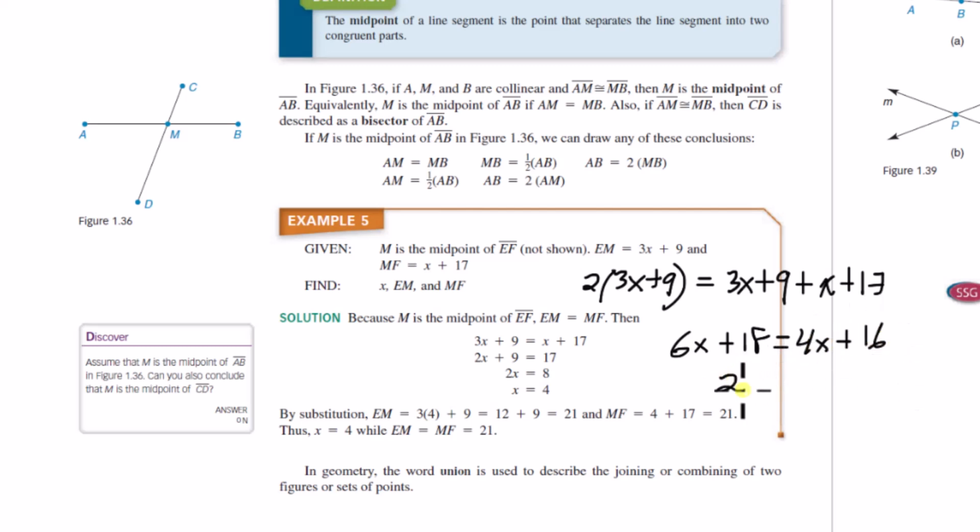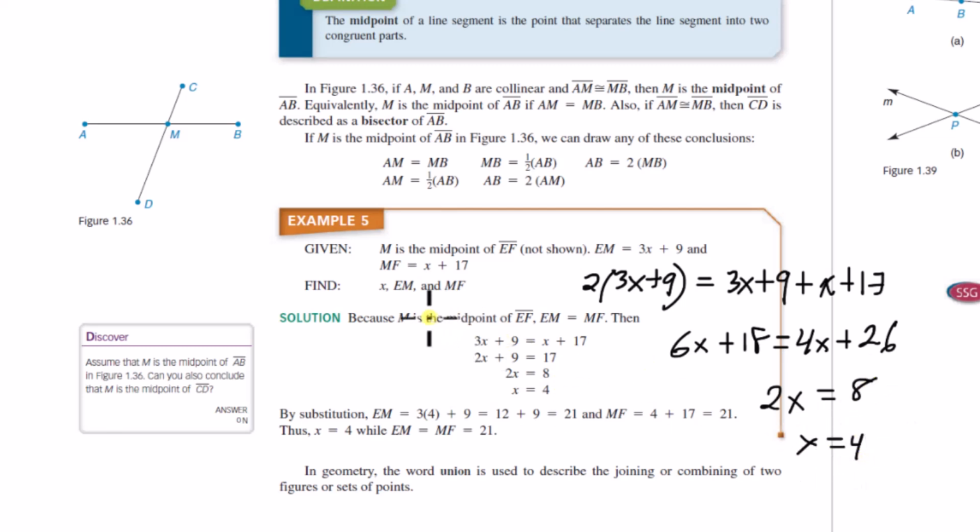Subtract 4x from both sides. Subtract 18 from both sides. Did I do that right? 2 times 3x plus 9. Oh, no, I didn't. 17 plus 9 is 26. Okay, subtract 4x from both sides. Subtract 18 from both sides.